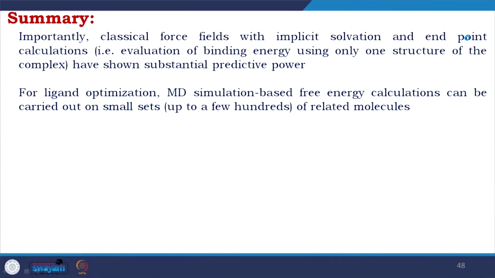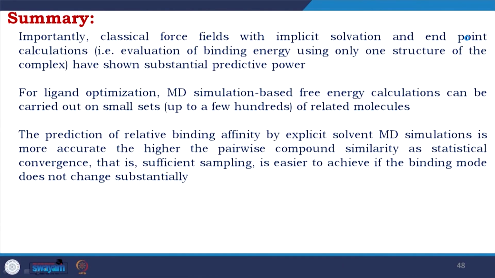For ligand optimization, MD simulation based free energy calculations can be carried out on a small set, up to a few hundred, of related molecules. So, once you make the initial cut, you do further studies coming into 100 and do that process. The prediction of relative binding affinity by explicit solvent MD simulation is more accurate the higher the pairwise compound similarity, as statistical convergence, that is sufficient sampling, is easier to achieve if the binding mode does not change substantially. If it is very flexible, if after binding even it is not stable, then it is a problem, otherwise it is totally good.